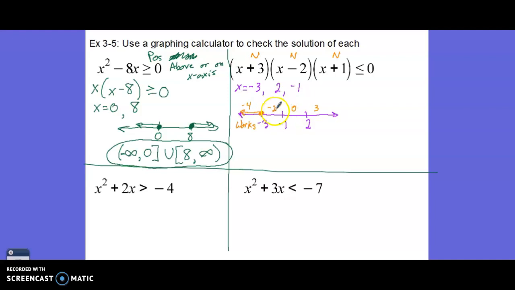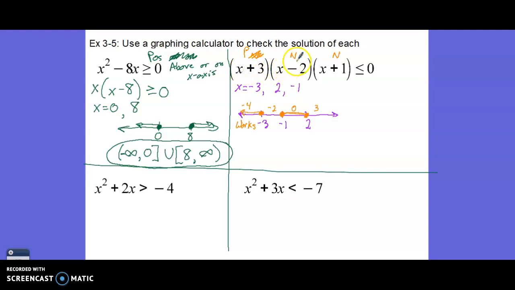And the only thing that's different on this one: when you plug in -2 plus 3, this will change this to a positive. -2 minus 2 is still negative, and -2 plus 1 is still negative. Well, this time it doesn't work because a positive times a negative is positive. 0 will work. So numbers between -1 and 2, those do work.